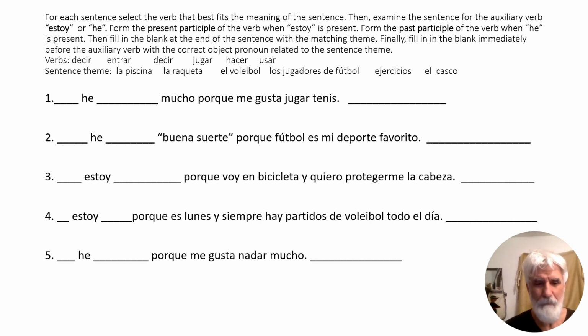So make sure you know the verbs that are available. Decir, entrar, I have it twice, decir, jugar, hacer, usar. And then you have your themes. Is the sentence dealing with a pool, la piscina, la raqueta, a racket, the volleyball, el voleibol, soccer players, los jugadores de fútbol? Does it deal with exercises or el casco, a helmet? So let's take a look.